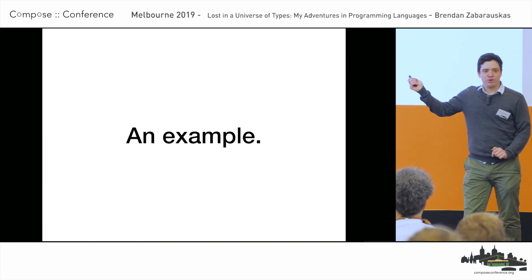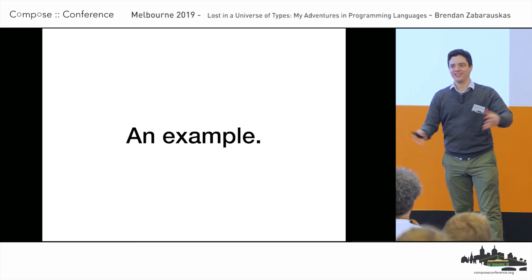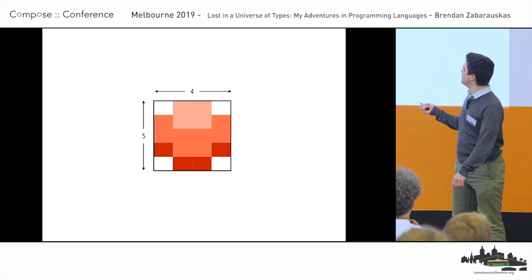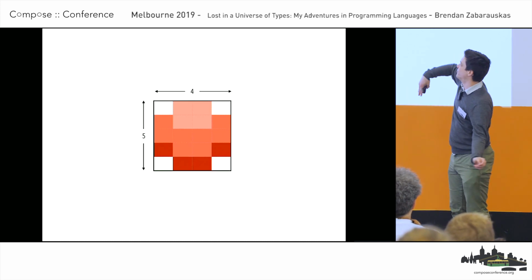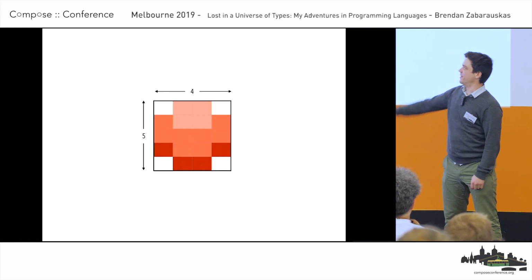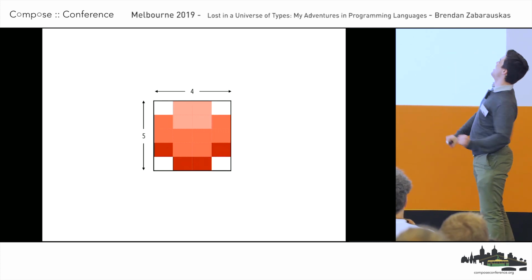So I'll just show an example to try and make what binary formats are a little bit more concrete. So imagine you have an image that has dimensions, it's 4 by 5, and a bunch of pixels. I've just got a red ball up here, a little bit of pixel art for you.